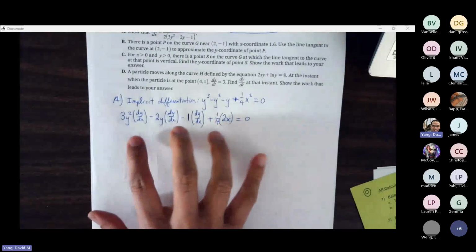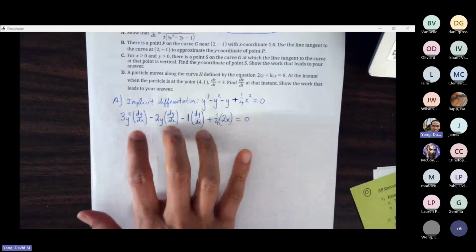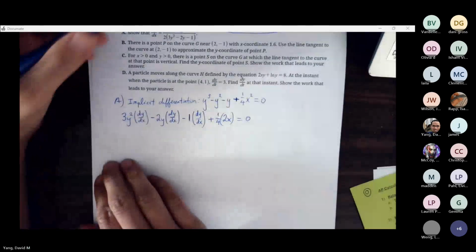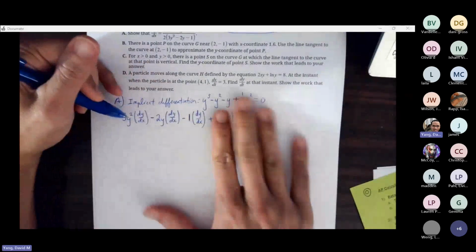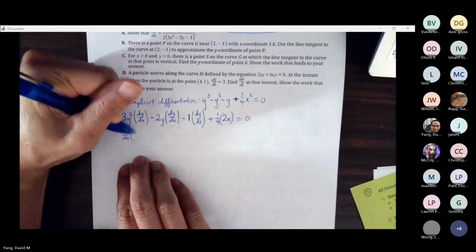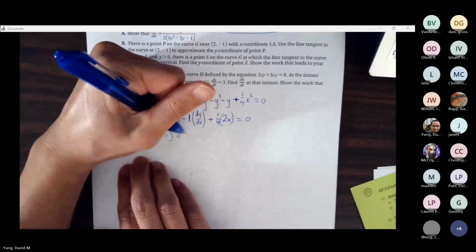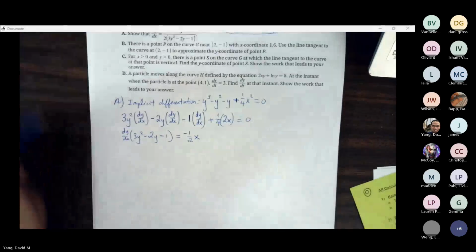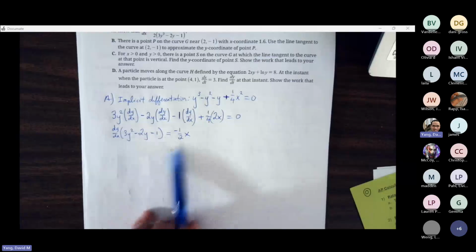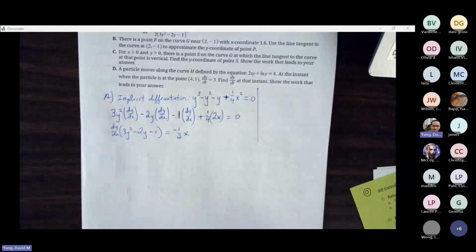Okay, so now we're done with the calculus. We're just algebraically trying to isolate the dy dx. So I'm going to move that 1/2 x or 2/4 x over to the right. And then I'm going to factor out dy dx for the rest of these terms here. So we're almost there. Just have to divide by the whole parentheses to get that dy dx by itself. So just divide that over.